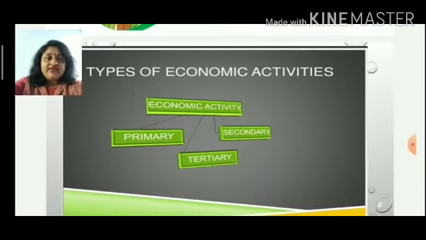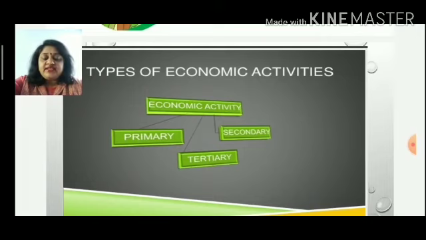Now, the second activity here on the screen is secondary activity. All the secondary activity includes all those activities. See, all these 3 activities are interrelated with each other. Whatever goods or commodities we are obtaining from primary activities are manufactured, or we can say transformed, through secondary activities. So activities including manufacturing, transforming, or all the work done in the industries, all those activities are manufacturing or secondary activities.